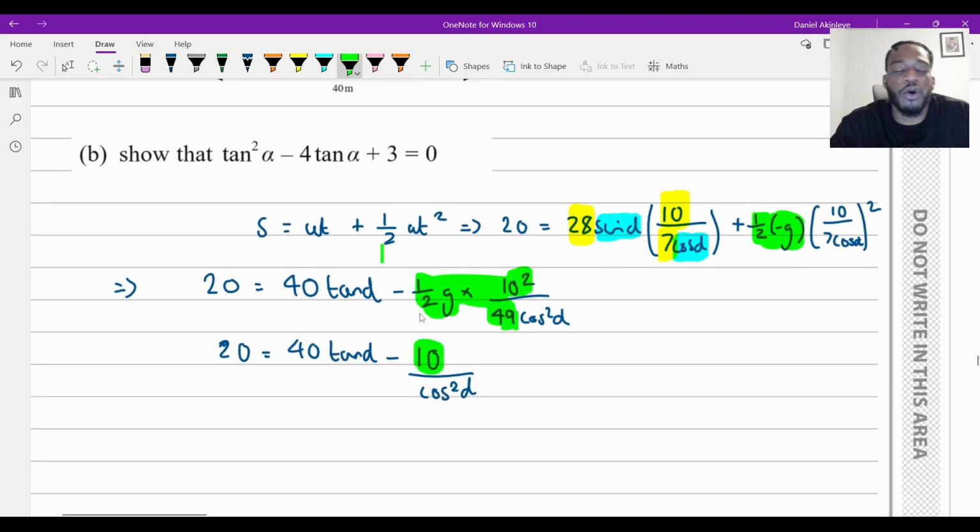Now remember to show that on the top here, we're trying to get tan squared alphas. We're trying to get tan alphas. Now remember, just like we saw in the stats paper, pure mathematics knowledge was needed. And we need it here as well. So we're dealing with trig identities. Now when I look at this here, I've got cos squared alpha on the bottom. Now remember your trig identity, 1 over cos squared alpha is just sec squared alpha, isn't it? So if I've got 10 on the top, that's just going to be 10 sec squared alpha, isn't it?